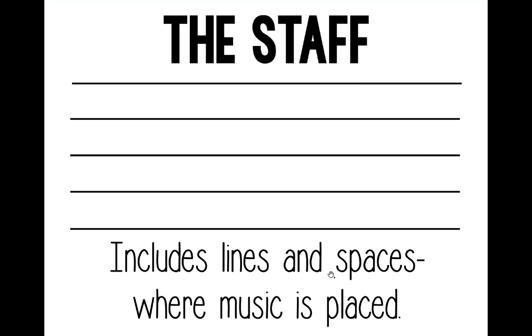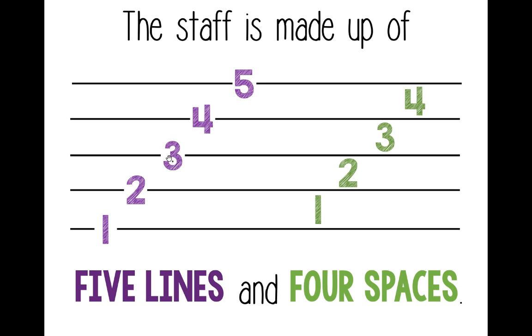This is the musical staff. It includes lines, as you can see here, 1, 2, 3, 4, 5 horizontal lines, and spaces in between these lines. This is where music is placed. We number each line from the bottom to the top, going 1 through 5. First line, second line, third line, fourth line, and fifth line. We also number the spaces in between the lines, 1, 2, 3, and 4. So we have 5 lines and 4 spaces.